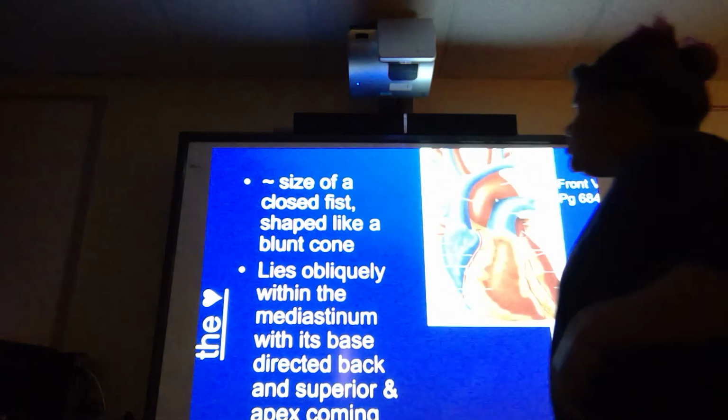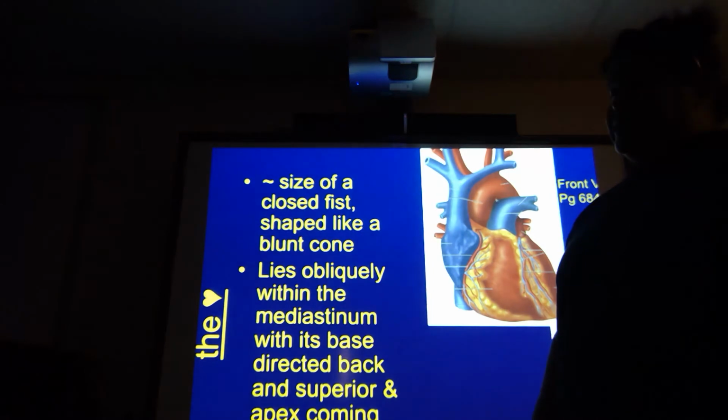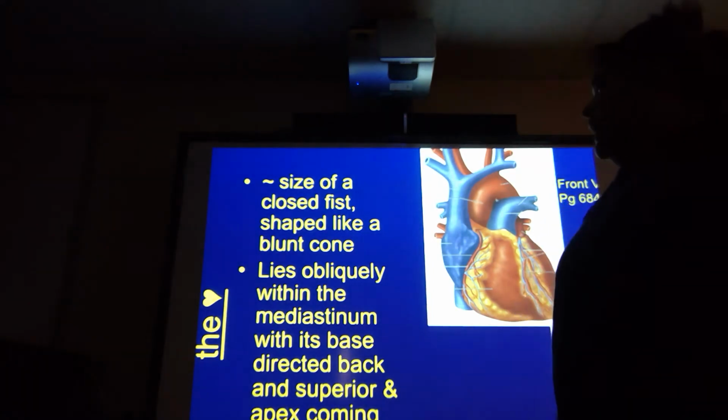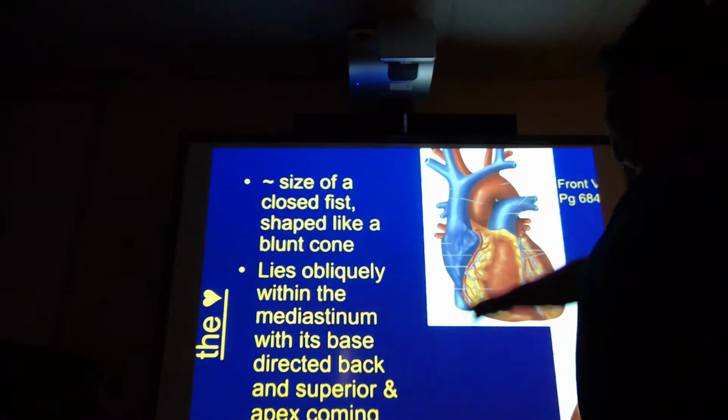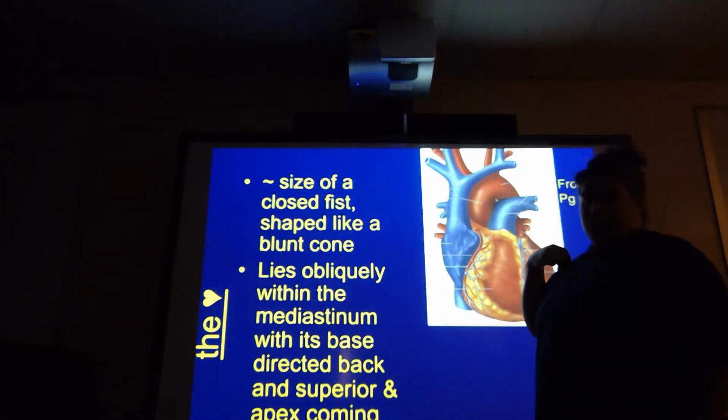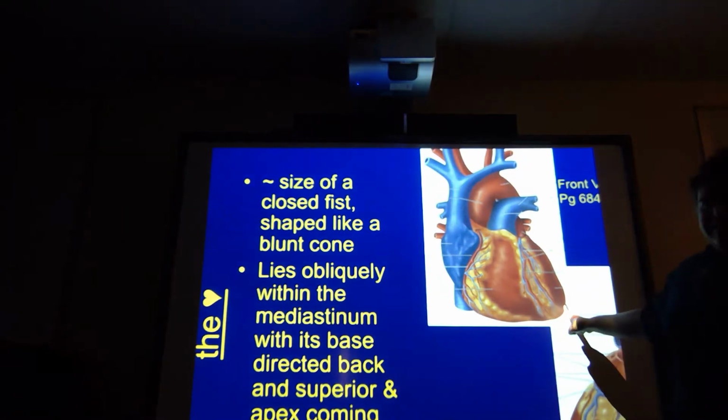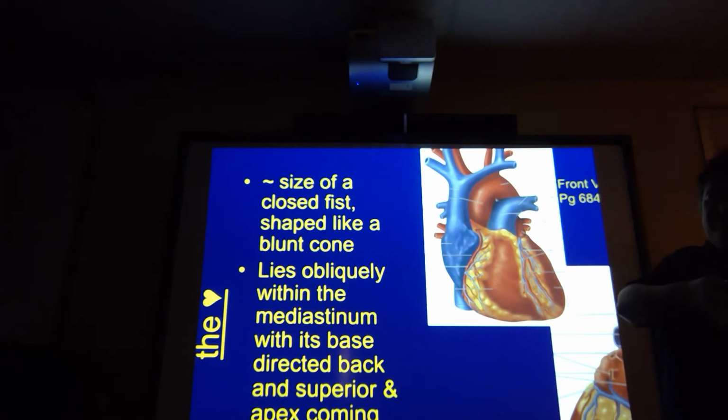It's one of the reasons why your left lung is actually smaller than your right. The fact that it's leaning this way means that you've got to kind of cut a chunk out of this lung to make room for it to sit there. Okay, so it lies obliquely within the mediastinum. It lies at an angle inside of the chest, with its flat end up here going toward your right shoulder and the pointy end down here going toward your left hip.